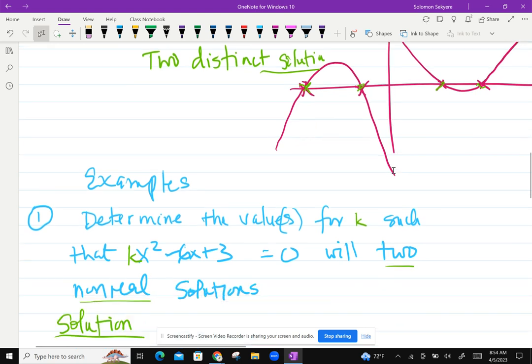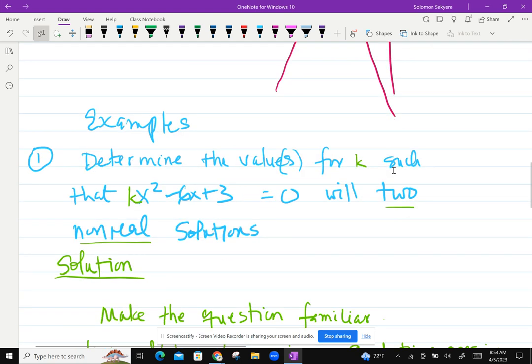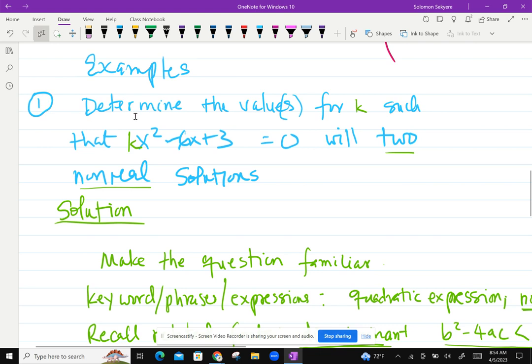Okay, so let's try one question here on how we can apply the discriminant. It says: determine the value or values for k such that kx² - 6x + 3 = 0 has two non-real solutions. How are we going to do this?